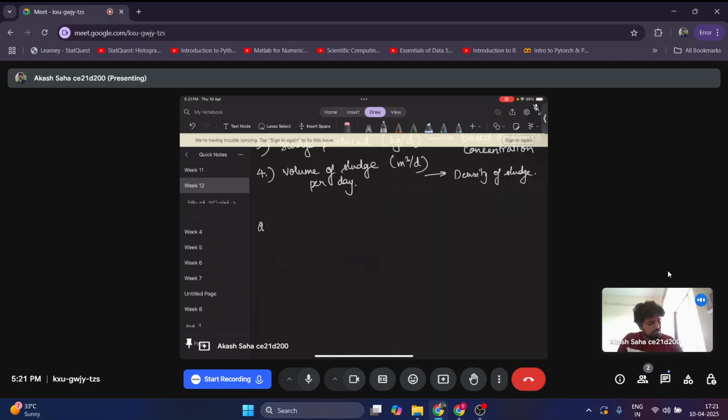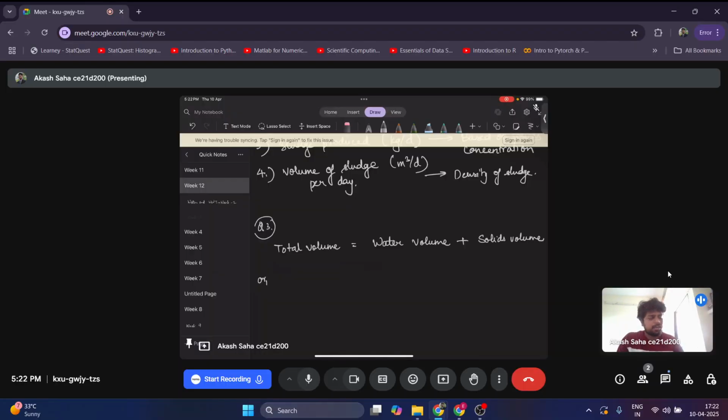So this is question number 3. So in any system, the volume will not change. Okay, the total volume will be equal to the water volume plus the solids volume, right? The volume will not change.